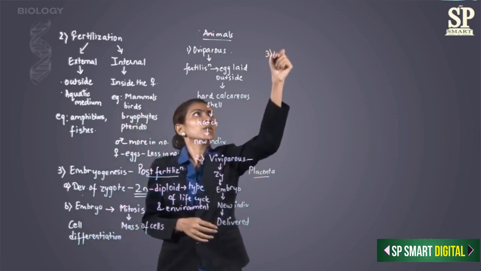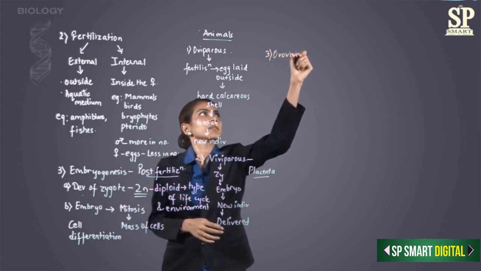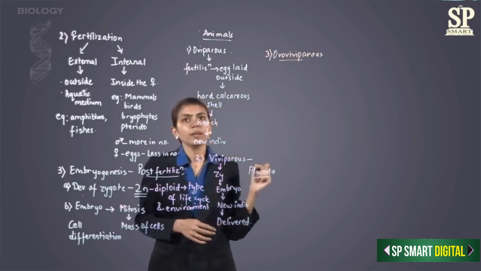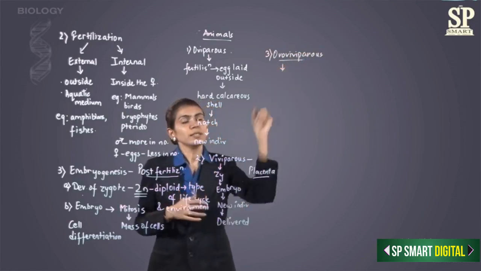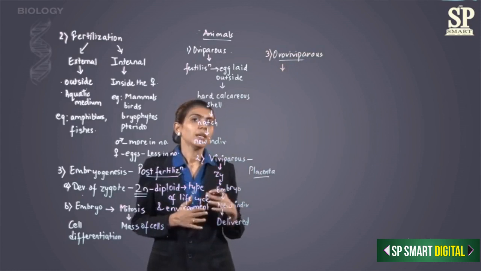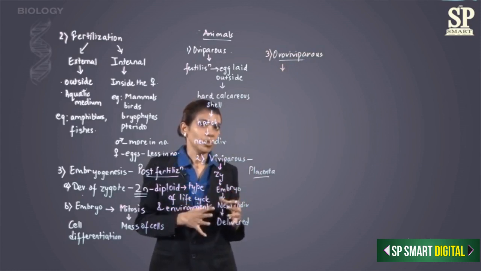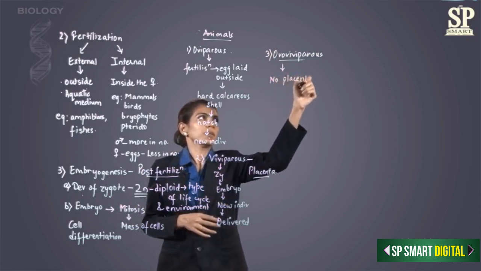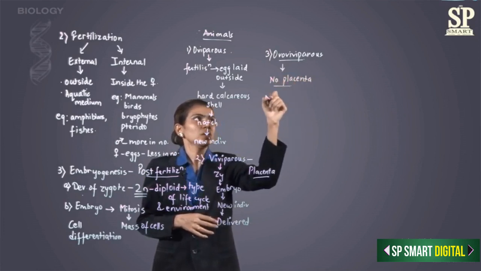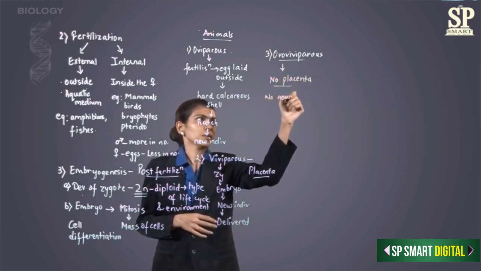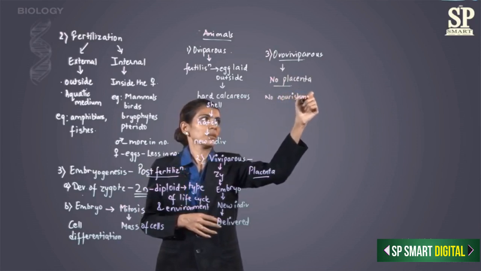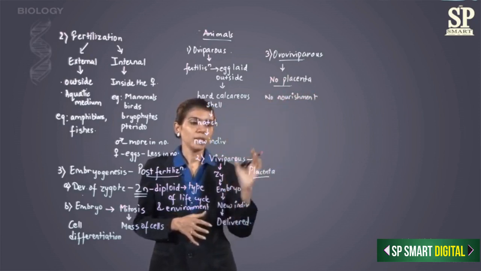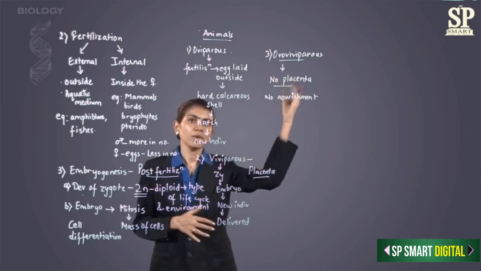Third are ovoviviparous. In ovoviviparous, the fertilized egg is retained inside the body of the female. It develops into an individual inside the body, but there is no placenta. Since there is no placenta, there is not much nourishment for the new individual. So these were the three types of animals based on whether oviparous, viviparous or ovoviviparous.